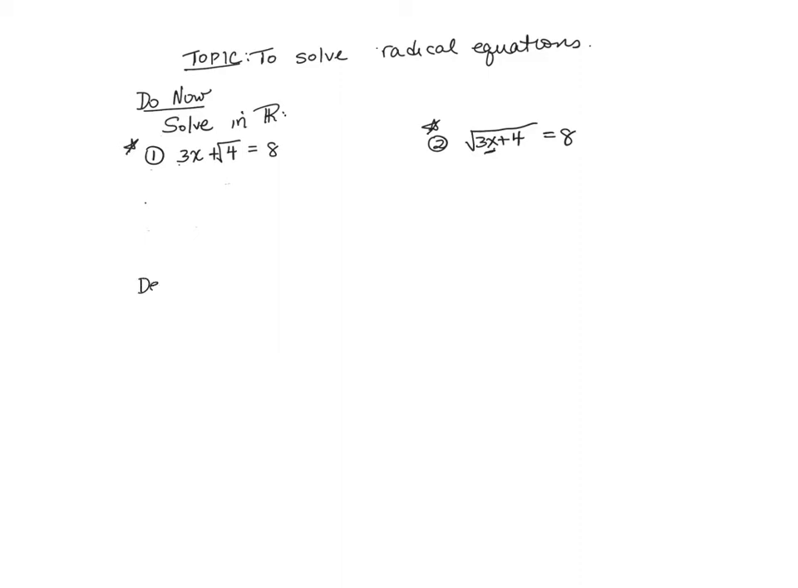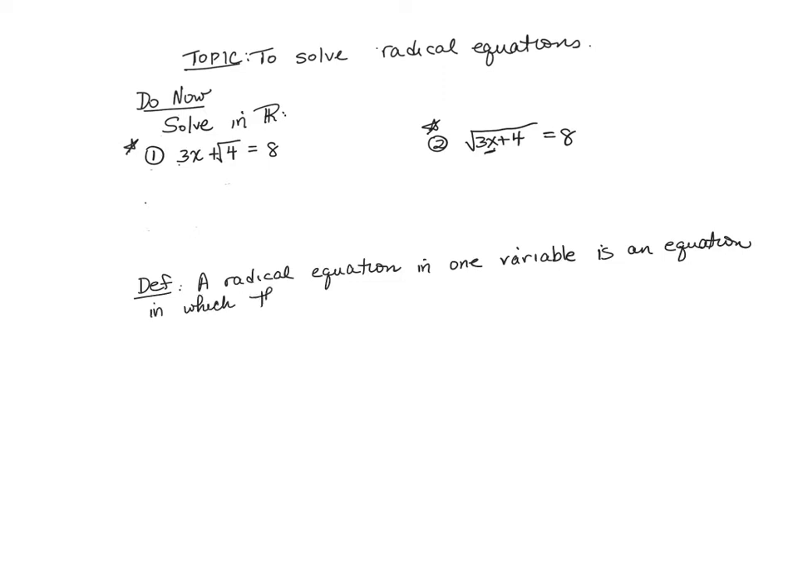Definition. A radical equation in one variable is an equation in which the variable is in the radicand.